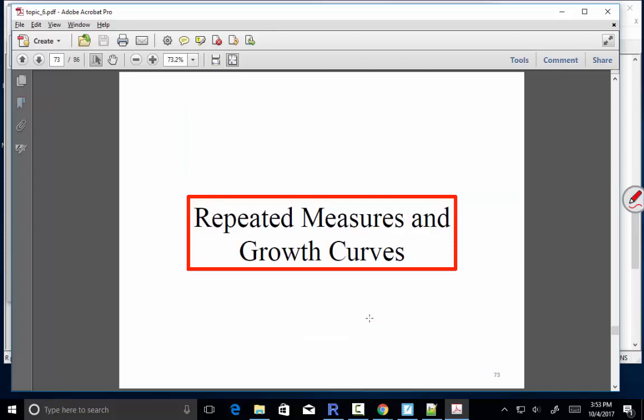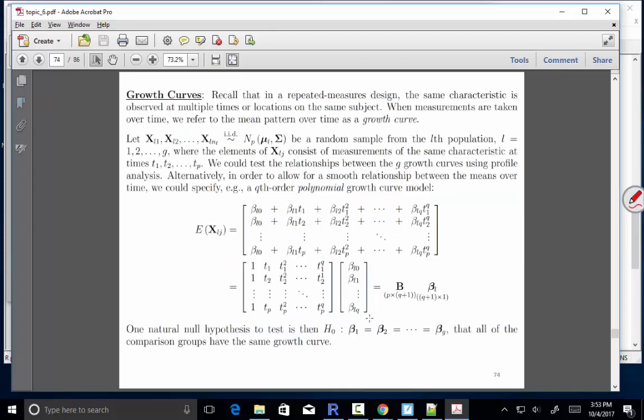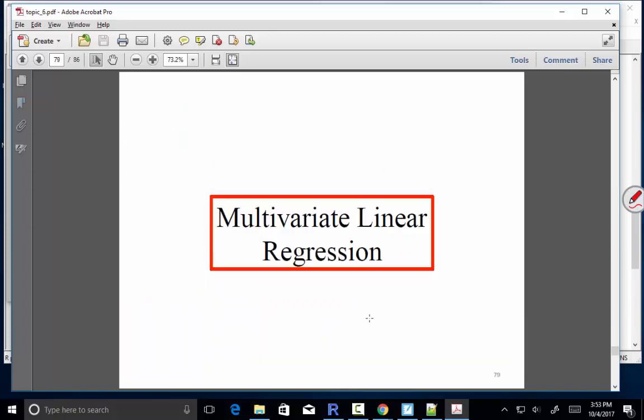I'll say something very briefly about repeated measures. And I'll say something very briefly about multivariate linear regression. Okay, so we'll definitely wrap up topic 6 on Friday and hopefully start on our next batch of material, which will be principal components.